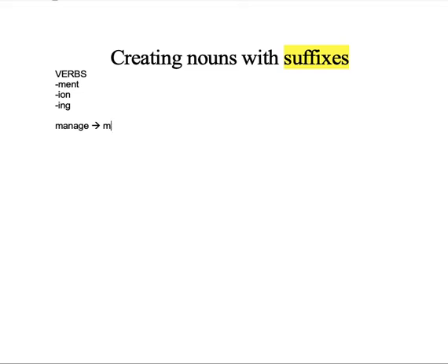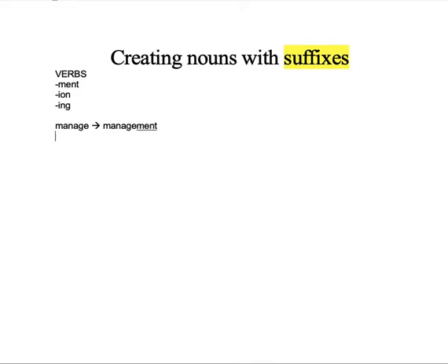Now, if you say management, management is not a verb, that's a noun, all right? Management. The management of the company is excellent. The verb here is the verb to be, okay? The management of the company is excellent. So management here is a noun. We have added ment, and now we have created a noun, okay?